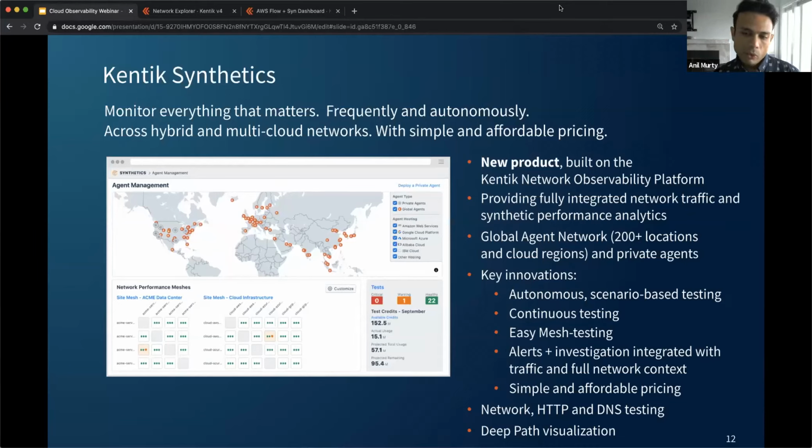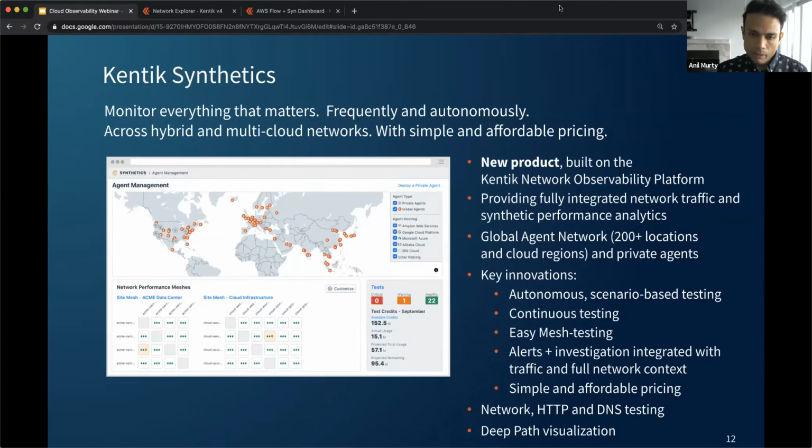Some key things that we do that are very different from other solutions out there in the market is that we are able to leverage all the data that we have about real traffic, real flow information, and real SNMP type of data to make it easy for you to set up these tests. So not only will we give you the ability to set up these tests synthetically, but also point you to specific portions of the network that you should be testing. That's what we refer to as our autonomous testing capability.